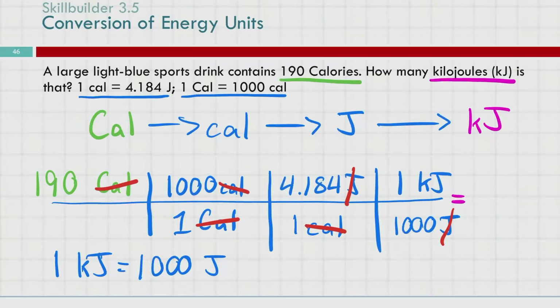Another fun thing that we can do here, we've got in our first conversion factor, 1,000 up top. In our third conversion factor, we've got 1,000 on the bottom. So if you wanted to, you can just cancel those out. So then you do 190 times 4.184. Calculator says this. We're going to round it for 3 significant figures to 795 kilojoules.